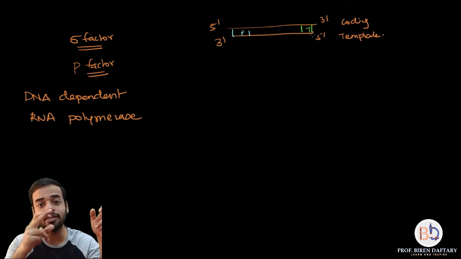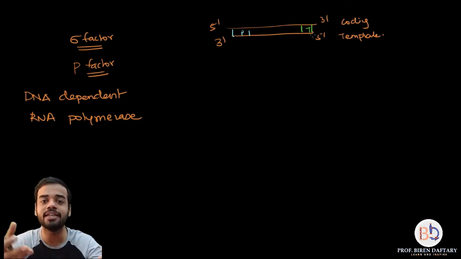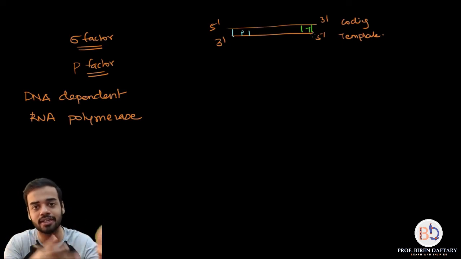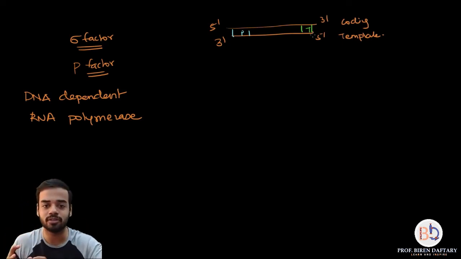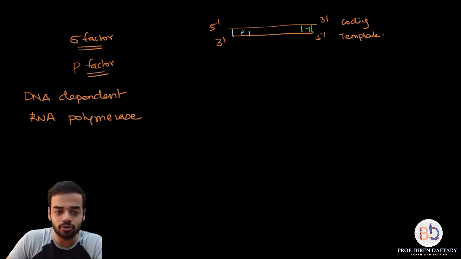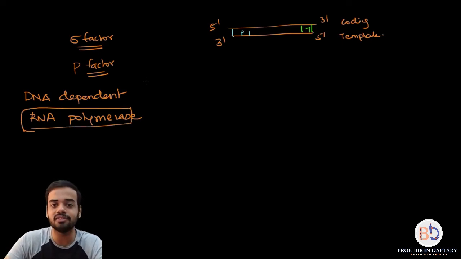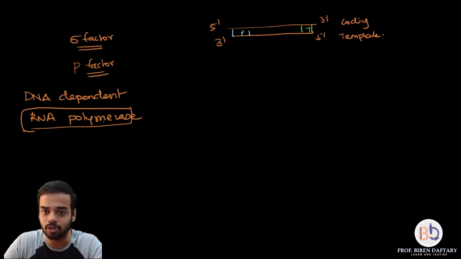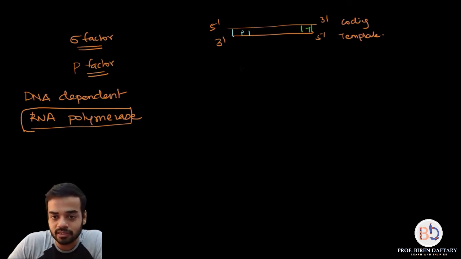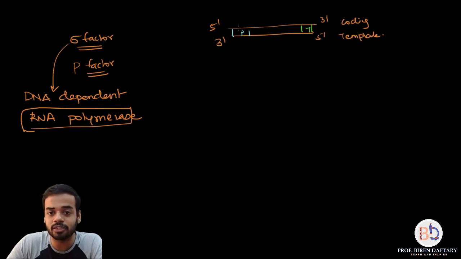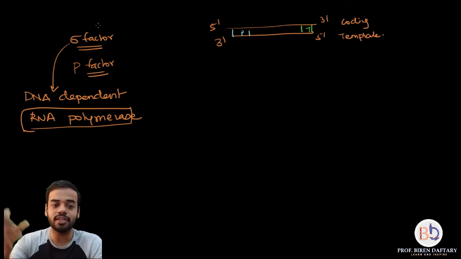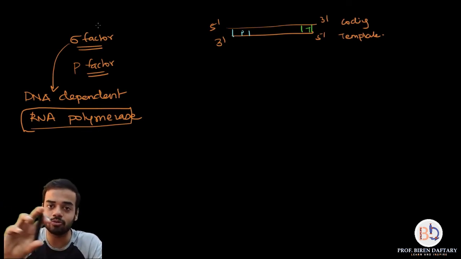And if you want to form a DNA from DNA, it will be DNA dependent DNA polymerase, which is DNA polymerase. Similarly, RNA to RNA, RNA dependent RNA polymerase, that is RNA polymerase. Now I am just going to use this short form, RNA polymerase, but please remember it is DNA dependent RNA polymerase. So these sigma factors will guide this DNA dependent RNA polymerase towards this site. The sigma factor's job is to take that RNA polymerase and bring it to the promoter region.